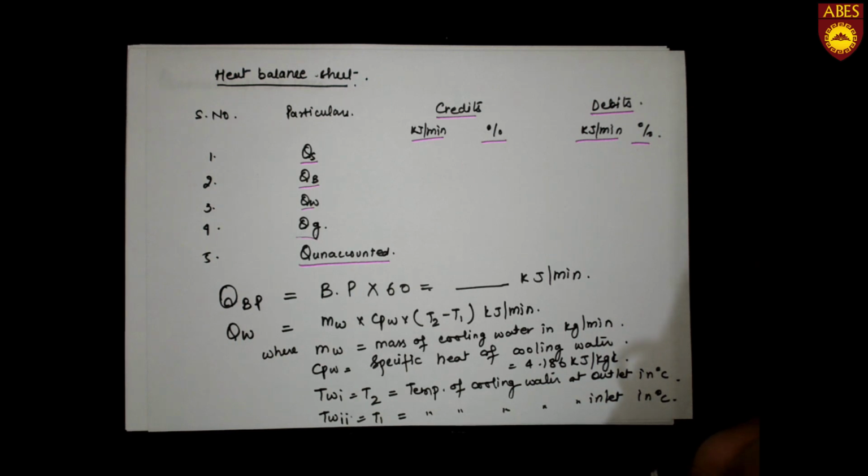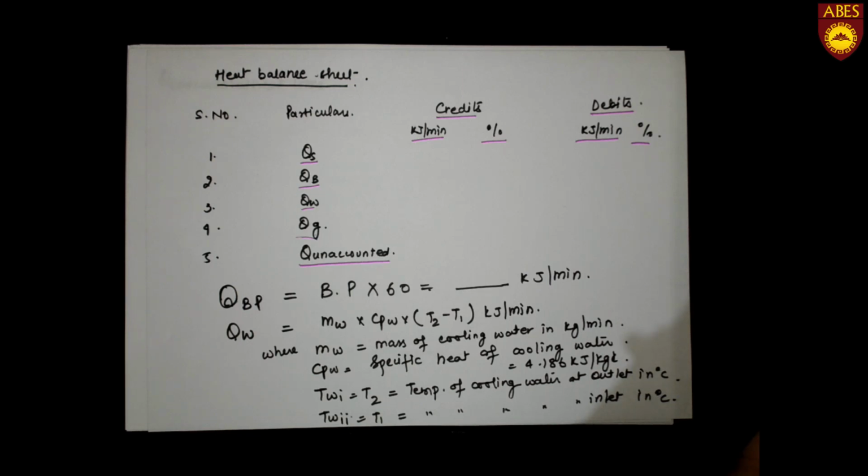As far as the theory and description of the heat balance sheet is concerned, a heat balance sheet is nothing but an account of the heat supplied and the heat utilized in various ways in the system. Necessary information concerning the performance of an engine is obtained from the heat balance sheet. The heat balance sheet is generally done on a second basis, a minute basis or an hour basis.